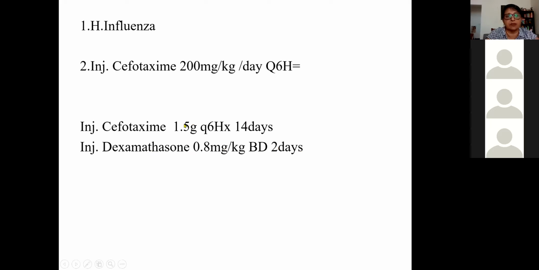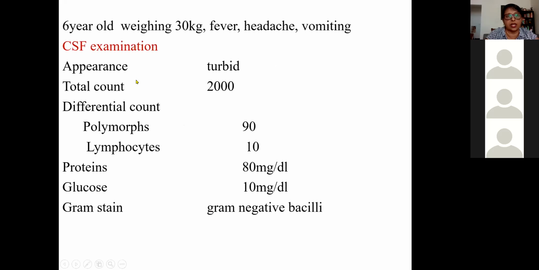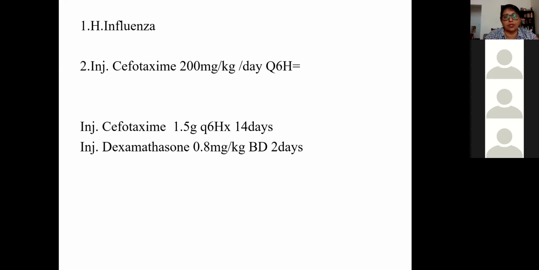Why have I written it here? Because what is the weight of the child? It is 30 kg. So cefotaxime 200 milligram per kg. So 200 into 30. How much? 6,000. So 6,000, 6 hourly. 6 hourly means 4 times. So 6,000 by 4, it will be 1,500. So that is why it is written 1.5 gram Q6H for 14 days. And dexamethasone, this much. This is the answer. Please write down.